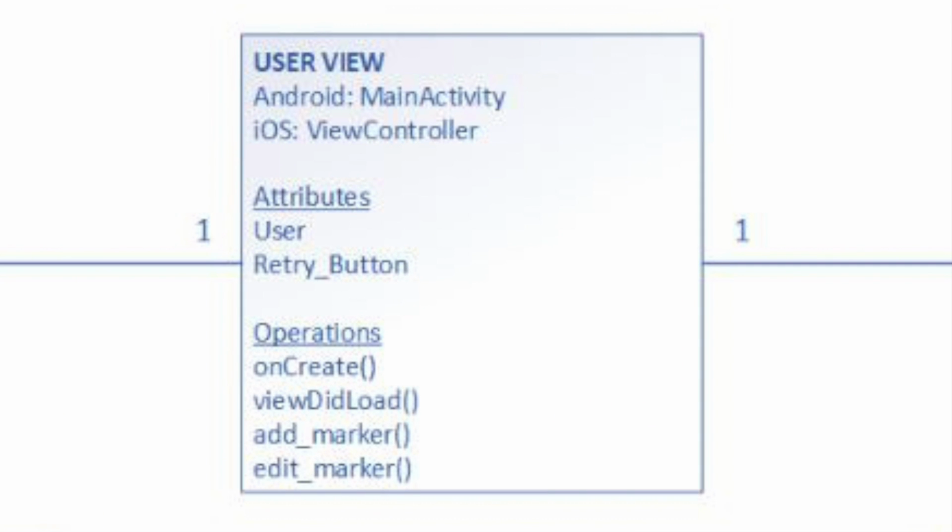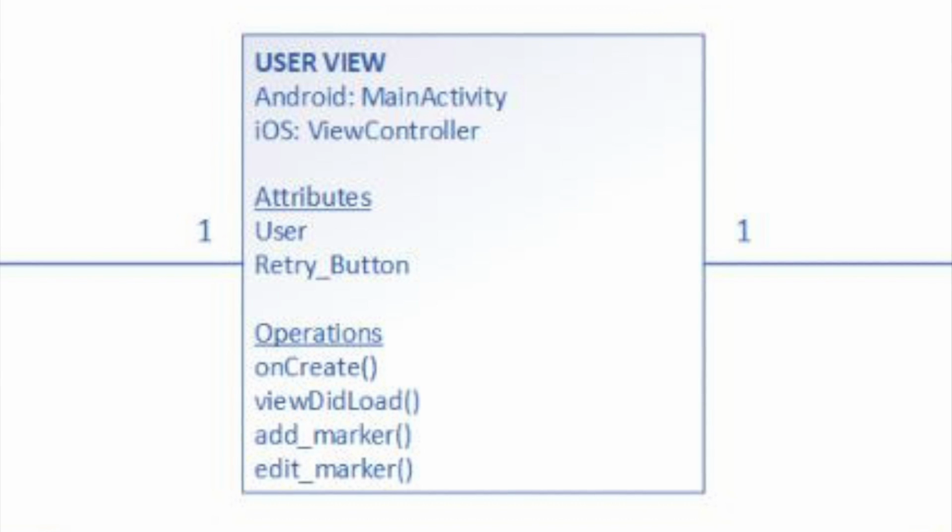The user view class applies to the home screen of the app and houses the user interface. Once the app is started, an instance of a user will be created which will store the user's location. The user will then be instructed to tap on the screen to place a 3D marker on their car. A retry button will be visible to the user to remark their car's location if they are unsatisfied with their initial placement.